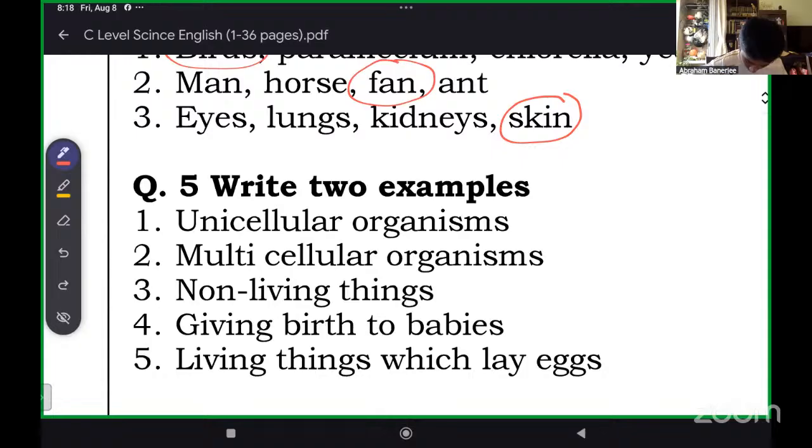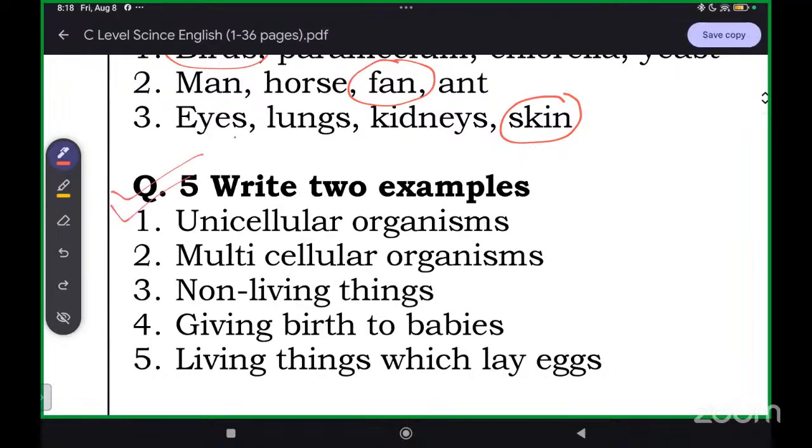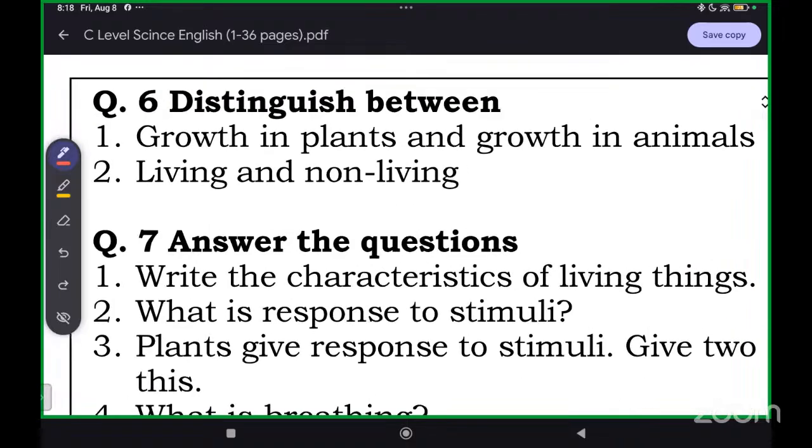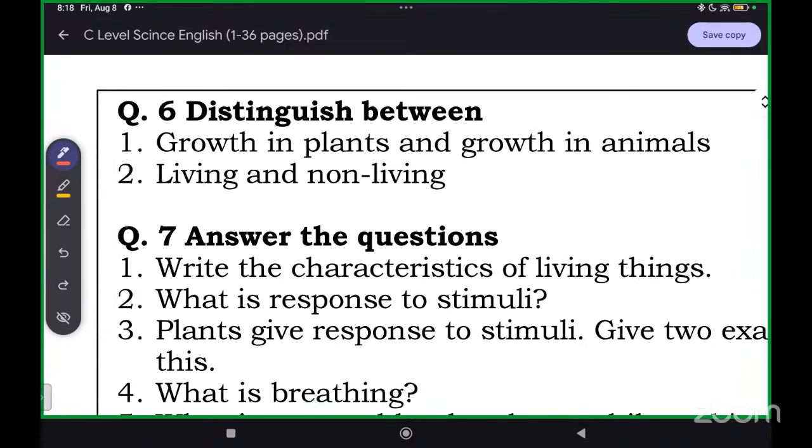Okay, fifth question. The fifth question I'm giving as homework. You can do it as homework. Write two examples of unicellular, multicellular, non-living things, and the animals which give birth to babies and those which lay eggs. Do this in your notebook.